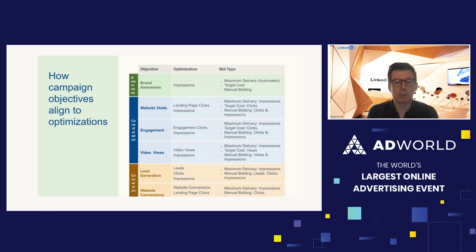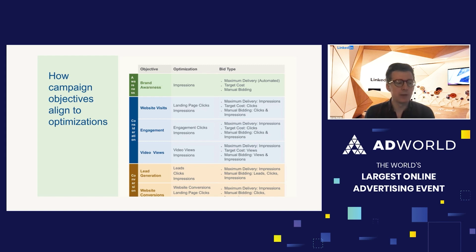These would be landing page clicks, bringing users to your website, and it's going to be optimizing on the number of people that come to the website. So they're clicking off LinkedIn and they're landing on your landing page. It's maximum delivery, impressions, target cost, clicks, manual bidding, clicks, and impressions. This one is for really bringing users to your landing page. You could retarget them later, but this is the main objective here: clicks and impressions.